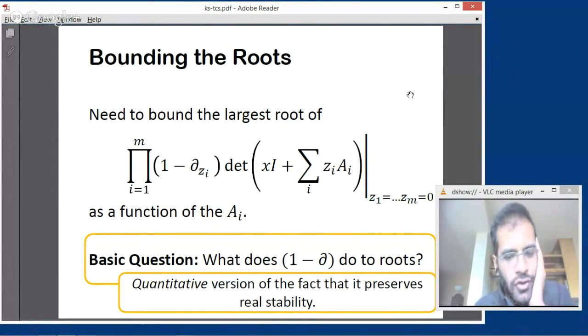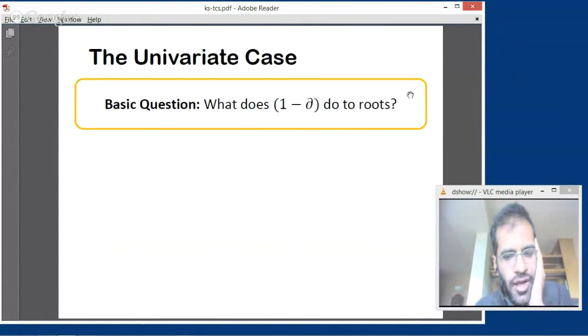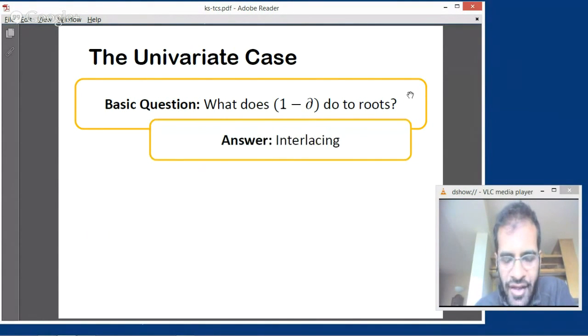So to warm up, let me do the univariate case. Okay. So in the univariate case, real stable polynomials are real rooted. And the basic question is, if I have a real rooted polynomial and I apply this 1 minus differential operator, what does it do to the roots? Okay. So it gives me a new polynomial. What do the roots of that polynomial look like? So the answer to this is interlacing again. Okay. Namely, if I have a polynomial p with real roots and I look at p minus p prime, the roots of that interlace the roots of the original polynomial.